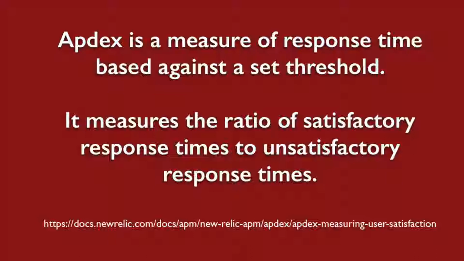APMDEX is a measure of response time based against a set threshold. It measures the ratio of satisfactory response times to unsatisfactory response times. And response time here is measured from the time an asset is requested to completed delivery back to the requester. So when we talk about user satisfaction in the context of APM, we know that it's measured by an APMDEX score, and that has become the industry standard for tracking the relative performance of an application. And it works by specifying a goal for how long a specific web transaction should take.